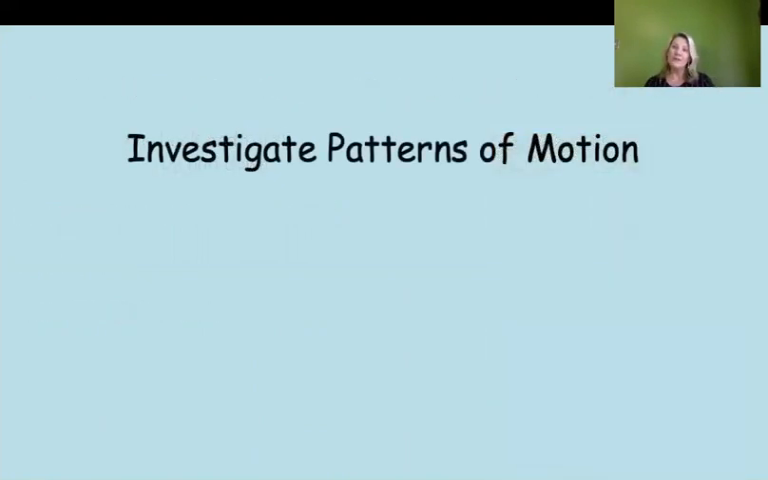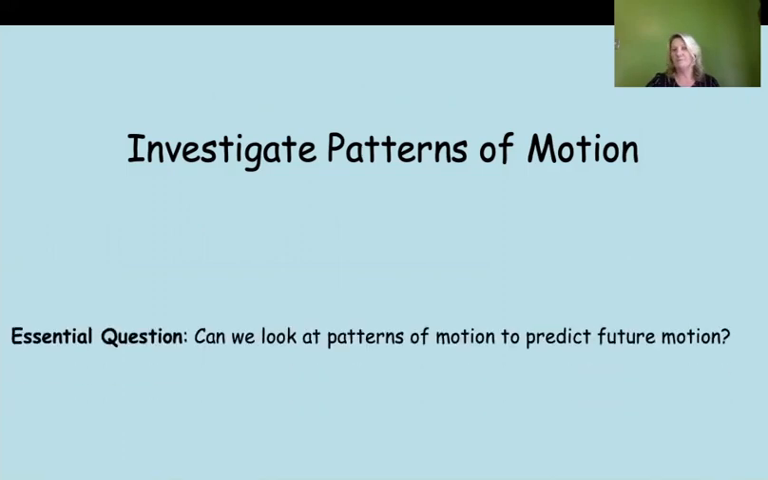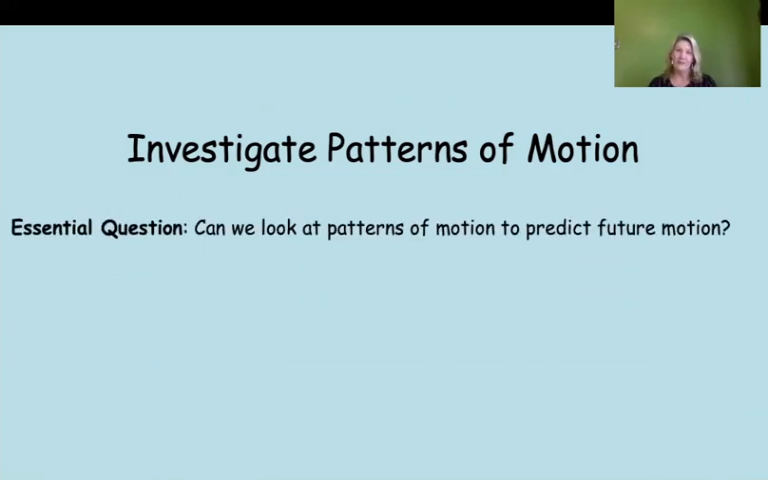So we are going to investigate patterns of motion. When you think of those things, you think of swing and the merry-go-round. It's a repeated motion, the same motion, like back and forth, like the swing, back and forth, and around and around. So our question is, can we look at patterns of motion to predict future motion?